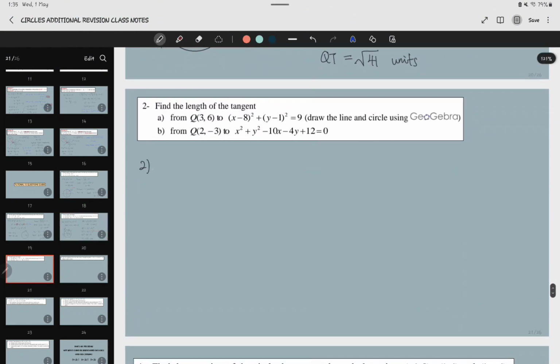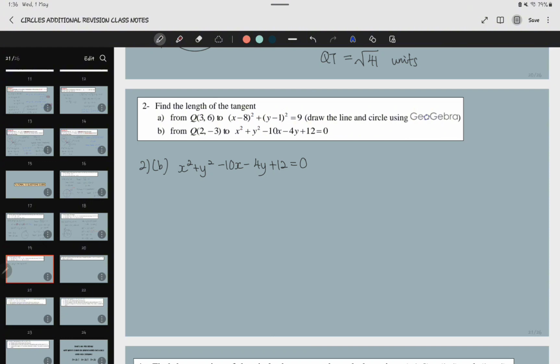Now let's try B. Same as before, from B you have to identify your center, your radius, and your length. So same method: x squared plus y squared minus 10x minus 4y plus 12 equals 0.